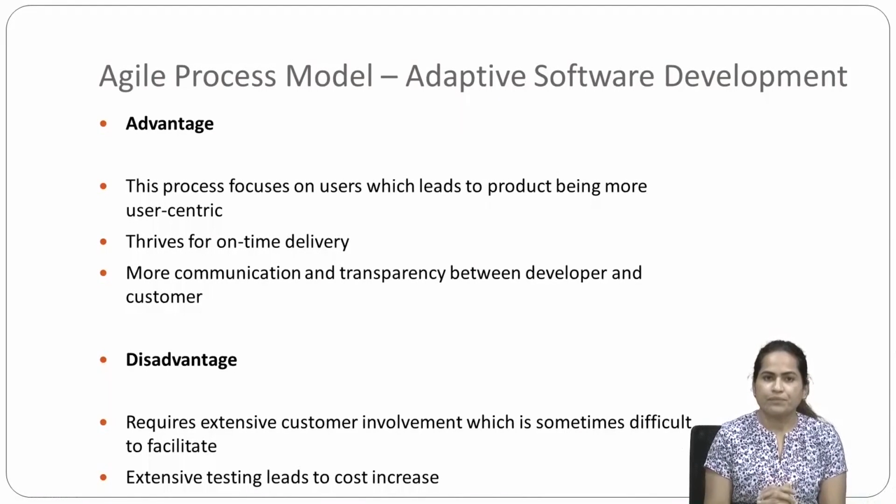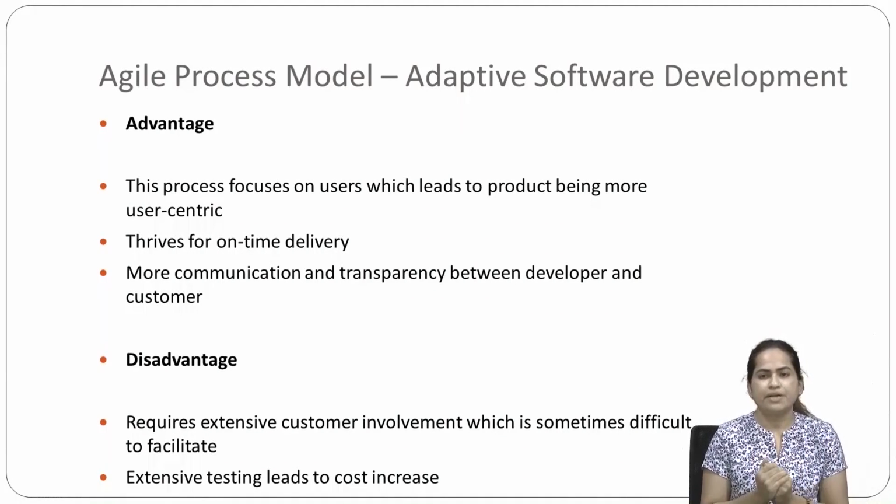After that we have some advantages of this adaptive software development. This process focuses on users, which leads to the product being more user centric. It strives for on-time delivery and more communication and transparency between developer and customer.